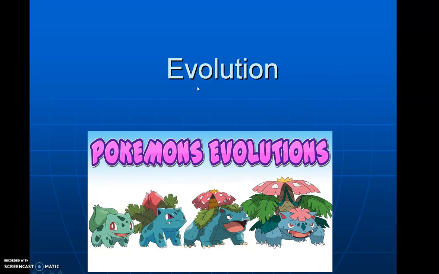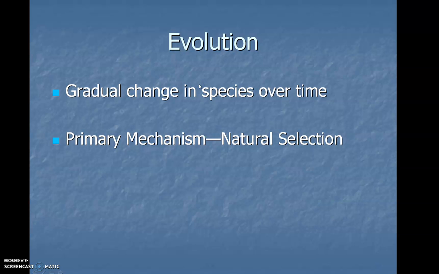Alright, so evolution's a pretty big component of the course. So what is evolution? Hopefully you already have an understanding of it. It is just gradual change of species over time. But the bigger component of it, and what brought Darwin fame, was the mechanism that he thought of, which is natural selection. Natural selection is the most important aspect, the primary component when talking about evolution.